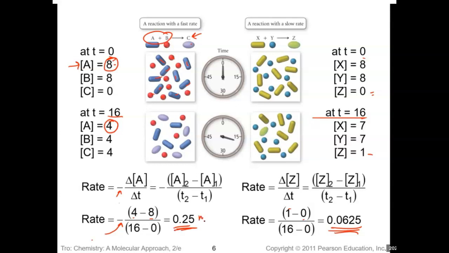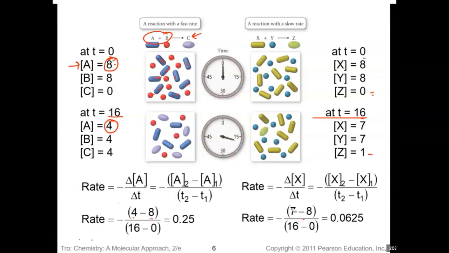And again, this would be molarity per second, because our time is in seconds, and our concentrations would be molarities. Okay, so now we're going to go a little bit quicker, but I want to make sure that you understand this, because we're going to go to some more complicated examples in just a minute.